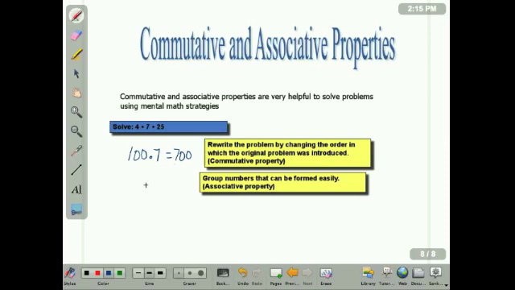And if I were going to use associative property, I could rewrite this and group these together first to get 100 times 7 equals 700. So using the commutative and associative properties is important because it allows you to regroup numbers to make them easier for you to do mentally.